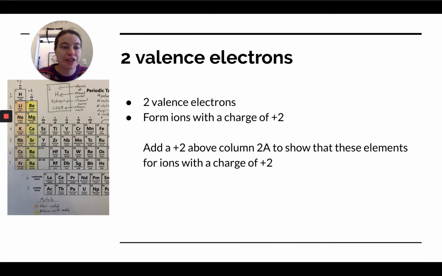So the key characteristic that makes the alkaline earth metals is the fact that they all have 2 valence electrons, which means they form cations with a charge of +2. So above column 2A on your periodic table, I would like you to fill in a little +2 just to help you remember that.